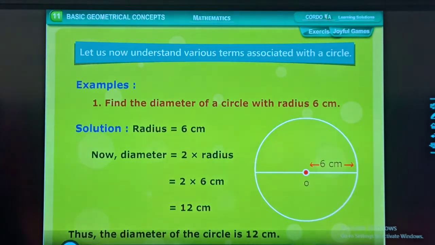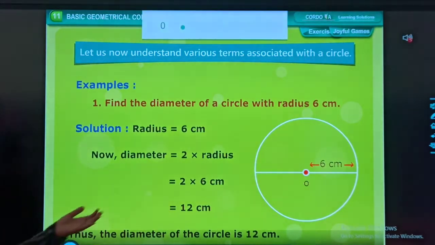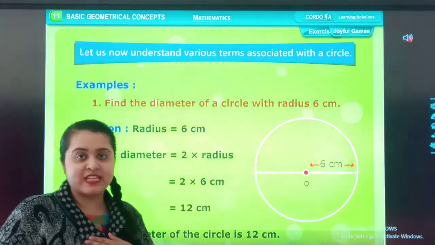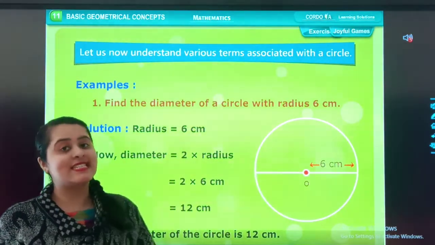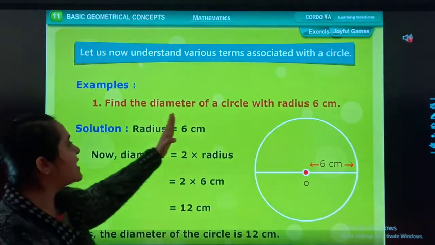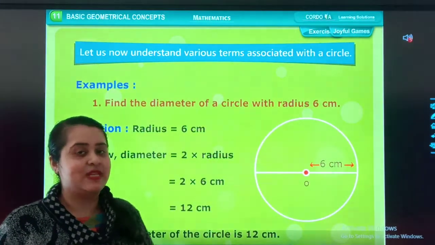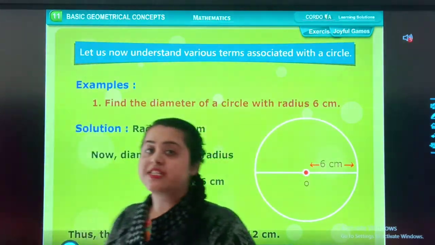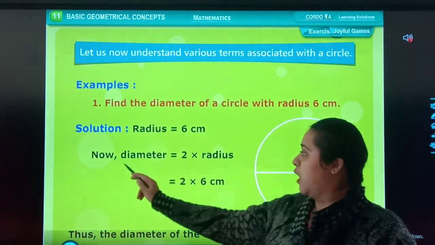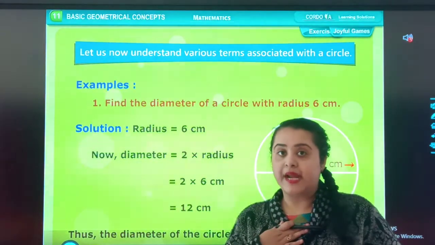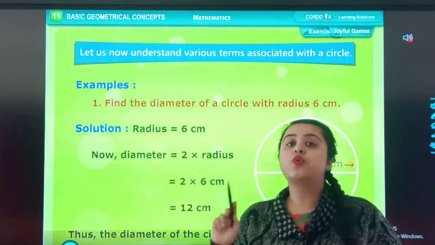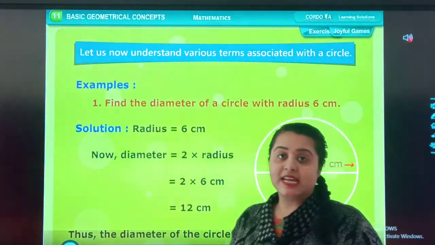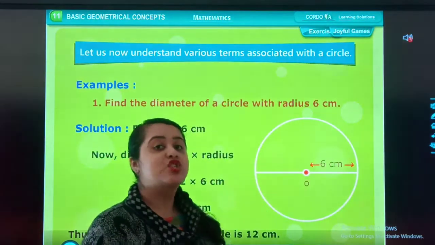Solution. Just now we have taken this example. For example, I have taken 5 centimeter, but in this question it is 6 centimeter. Find the diameter of the circle with radius 6 centimeter. First of all, I will be jotting down what is given in the question. Radius equals 6 centimeter. Now, diameter का formula, I know that diameter equals 2 into radius. So, 2 into 6 equals 12. So, I can say that thus the diameter will be 12 centimeter.